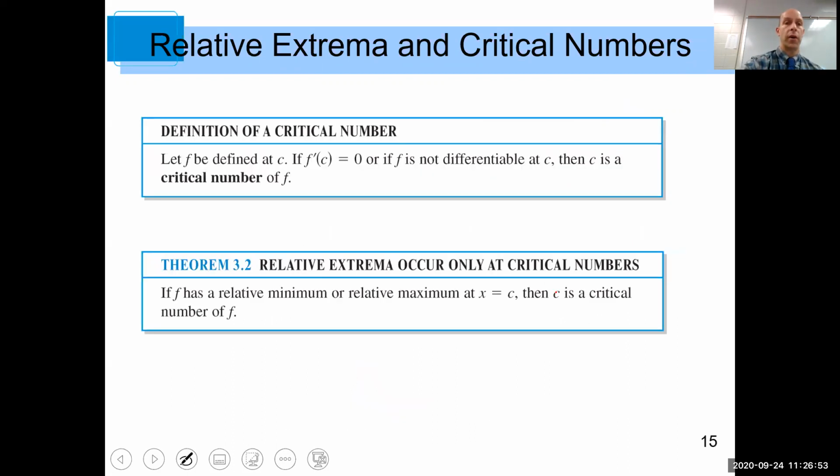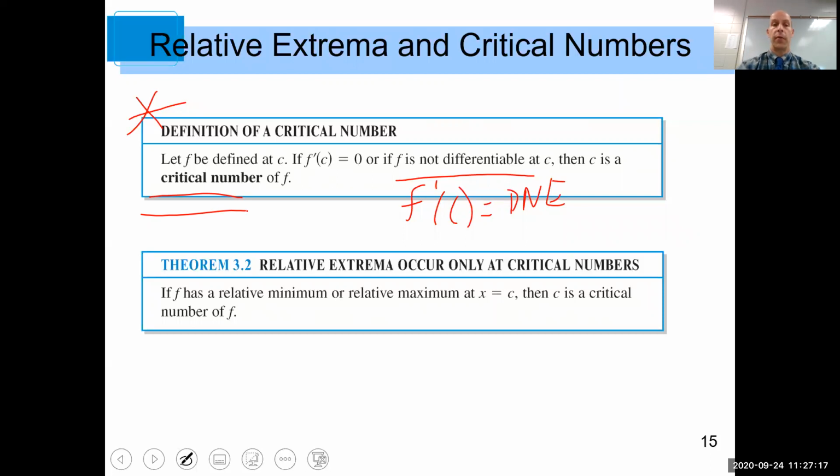That leads us to our definition of a critical number. Let f be defined at c. If f prime of c is 0, or, and I'll write this a different way, if f prime of c does not exist, then we call c a critical number.